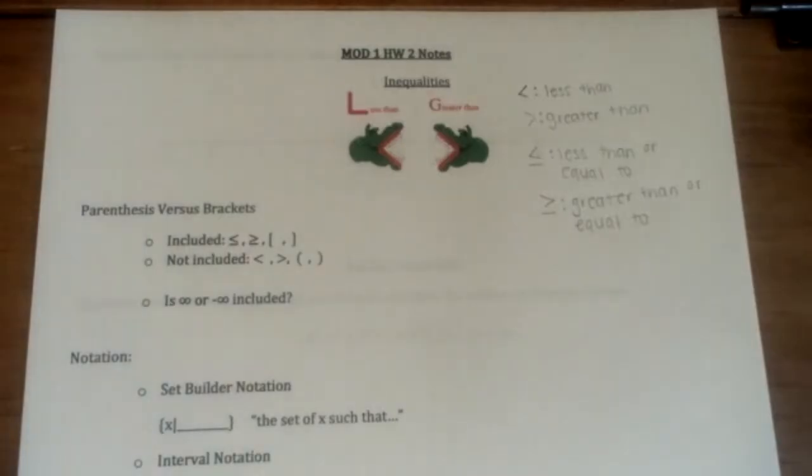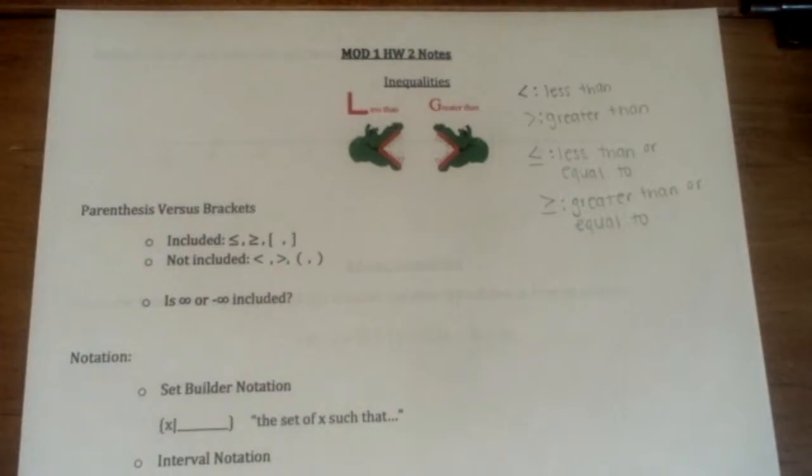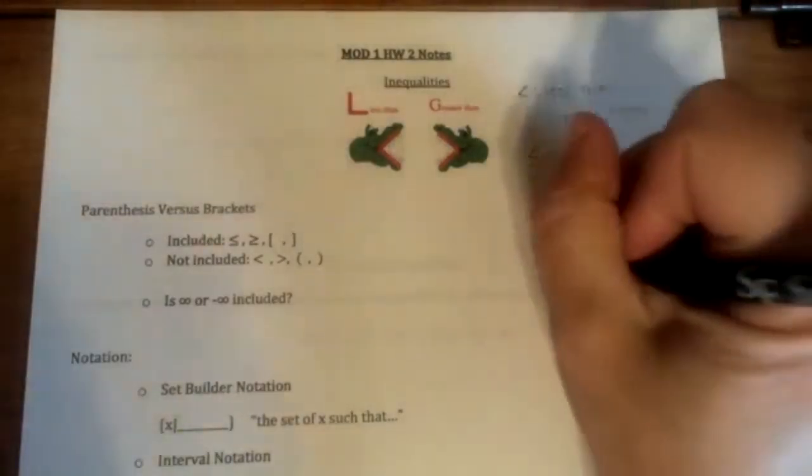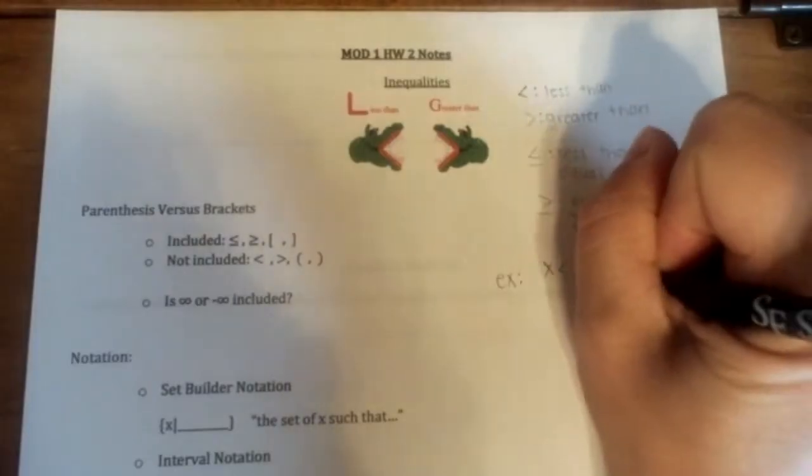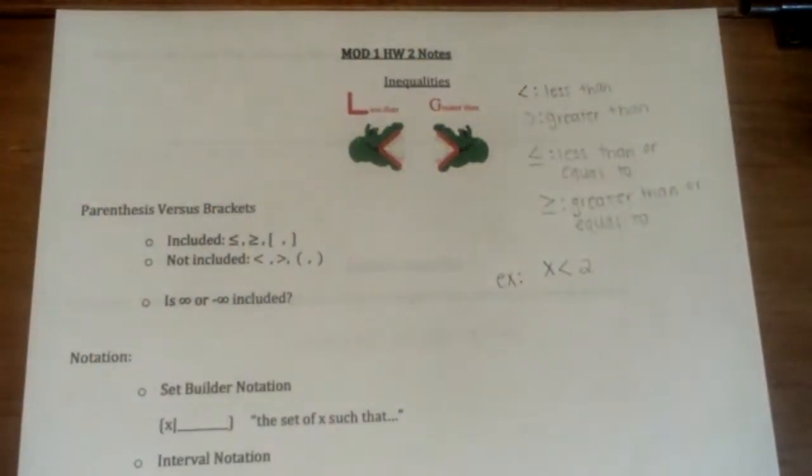So we mentioned or equals to. Let's just start from the beginning. Okay, so if we have x, for example, is less than 2, it's saying x can be any number less than 2. So it can be 0, it could be -1, it could be -100, it could be 1.9999999. It just has to be less than 2, not equal to 2. So that 2 is not included.